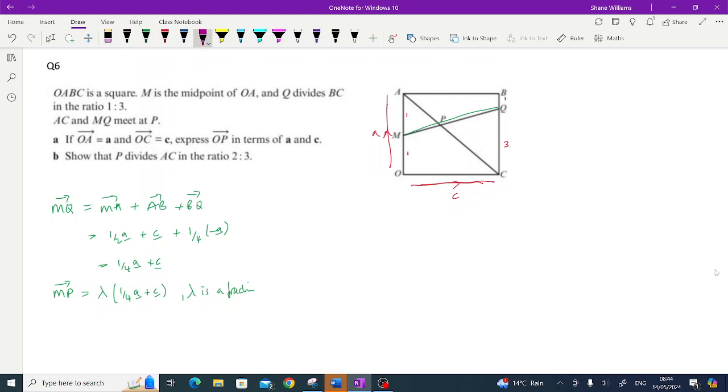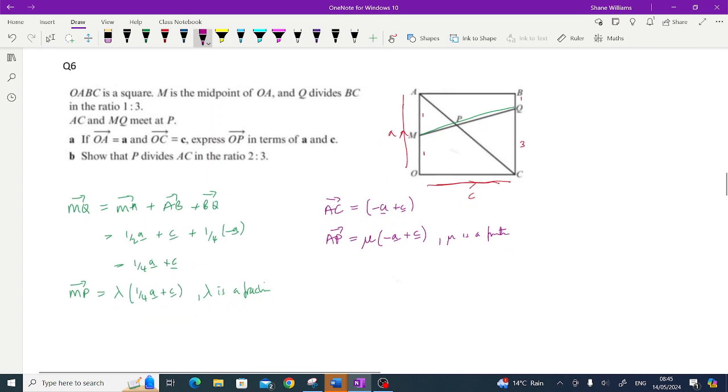Then we're also going to use the other diagonal. So A to C is equal to minus A plus C. And where is P along that line? Well, it's some fraction of the way along the line. It might be 0.4 along the line, it might be 0.45. So we'll say that A to P equals, and use another letter, the Greek letter mu, mu lots of AC. And again, mu is going to be some fraction or a decimal, a number between 0 and 1. So we now have an idea where P is on our diagonals, our MQ and our AC.